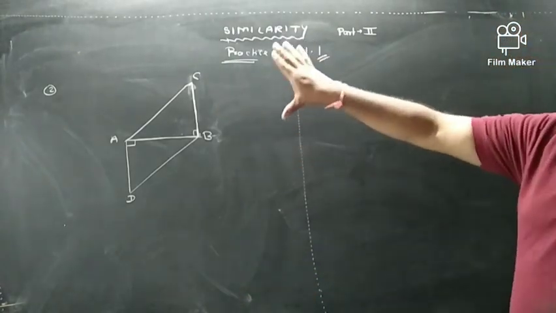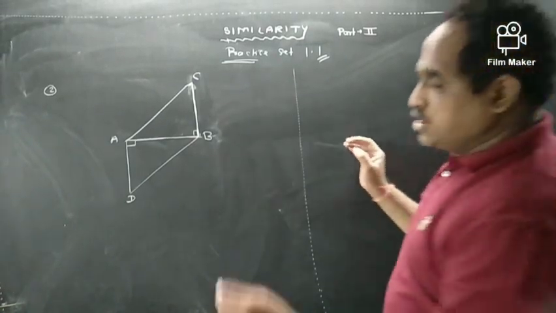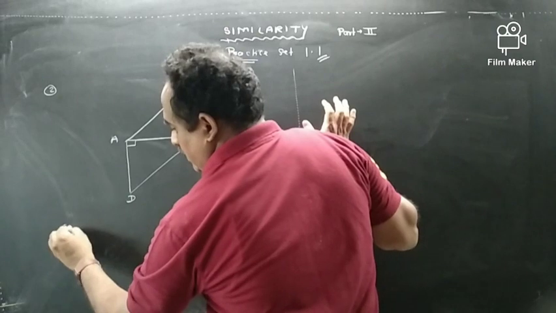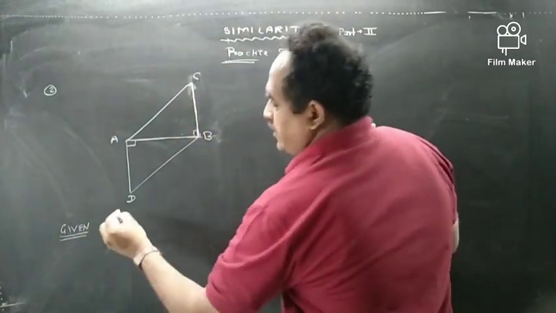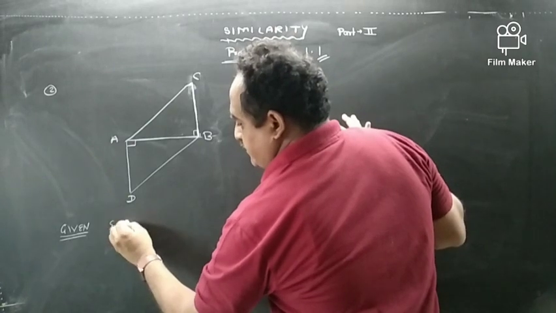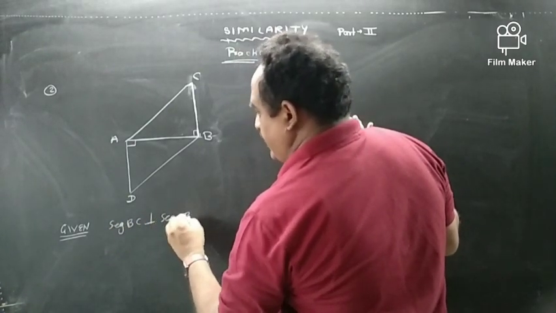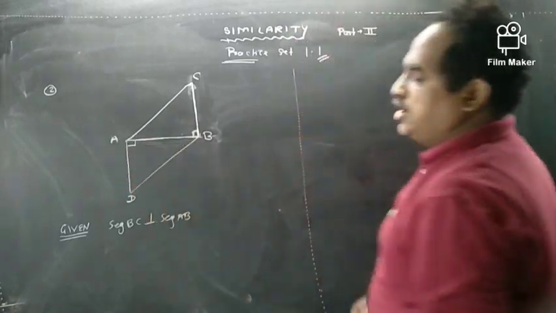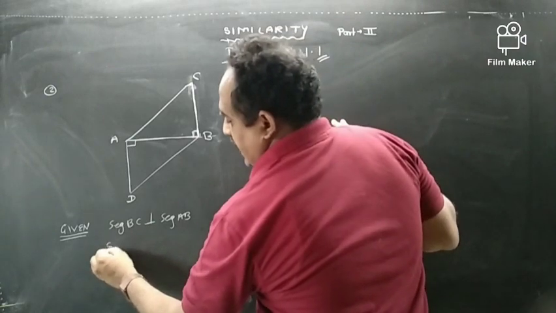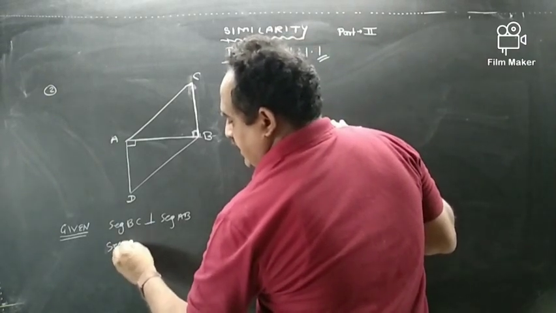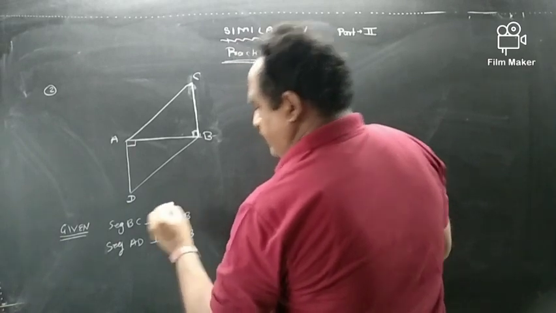This is the figure given in the textbook. Just tell me what is given. So I write given. What is given to you? Segment BC is perpendicular to segment AB, and segment AD is perpendicular to segment AB.